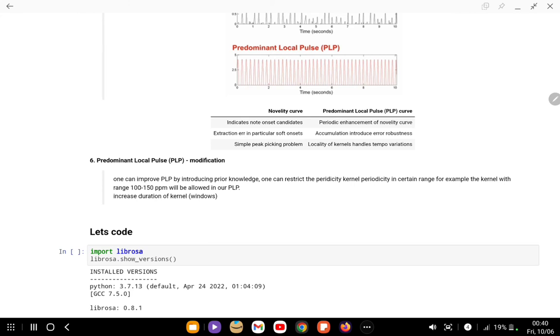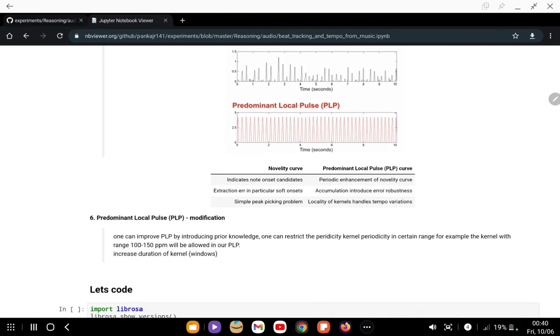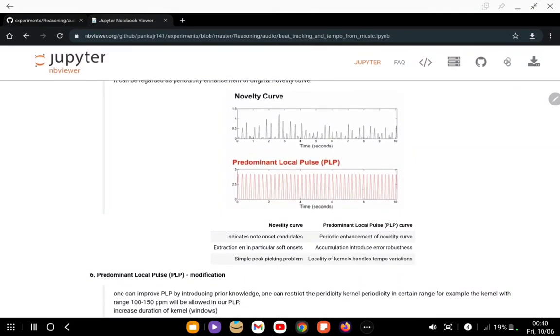Now we can make modifications. We can refine the range of the kernel that we are using in our PLP curve. We want to introduce a better curve, and that's completely up to us. If we know about the signal, like the music we are working with, we can change our kernel duration. Instead of 4 seconds, we might use a 6, 7, or 10 second window, or we can just reduce the range of the kernel. So these onsets will access the beats.